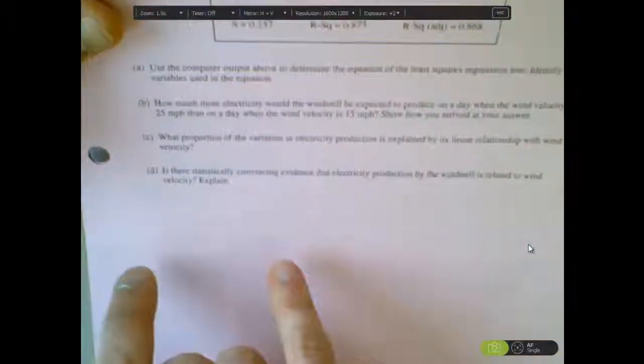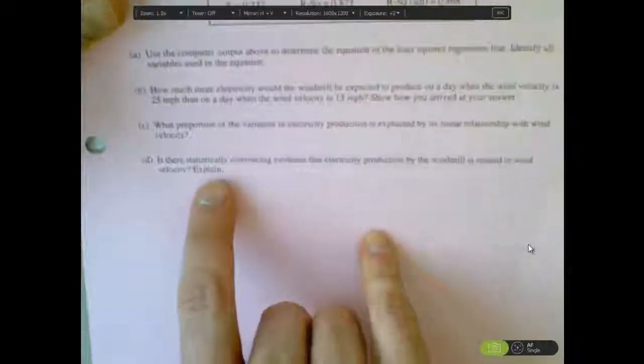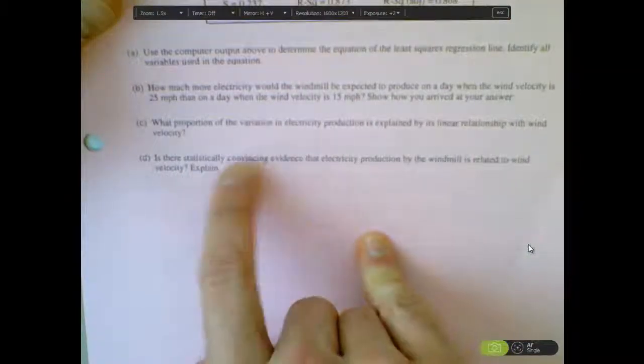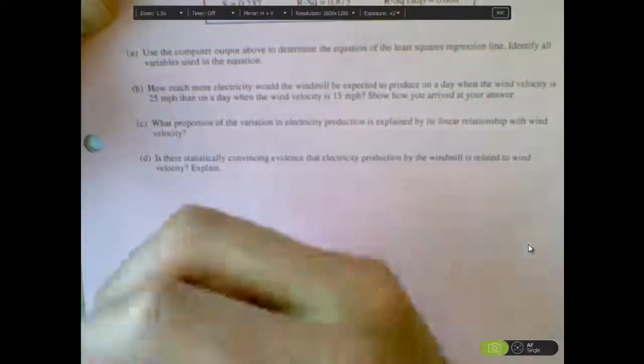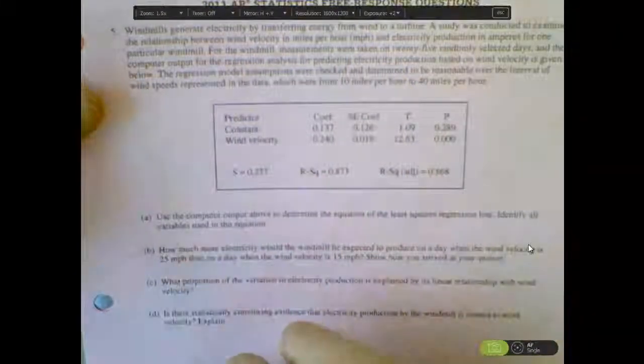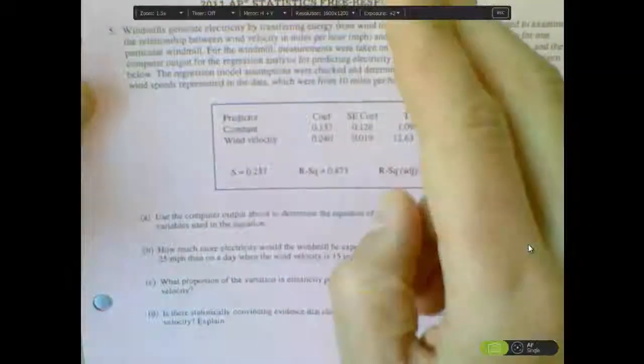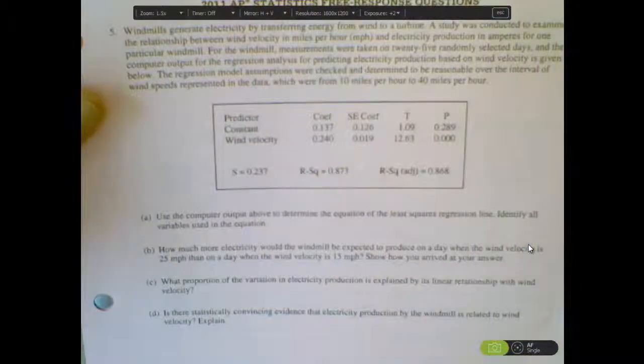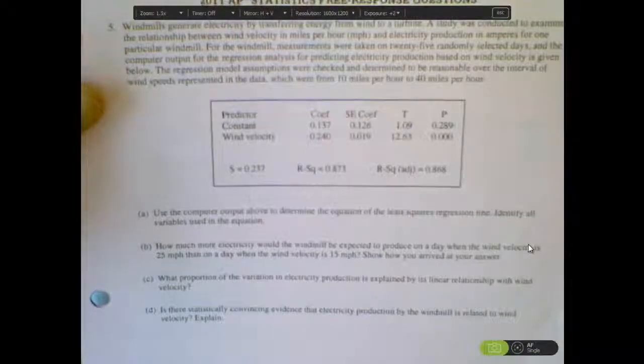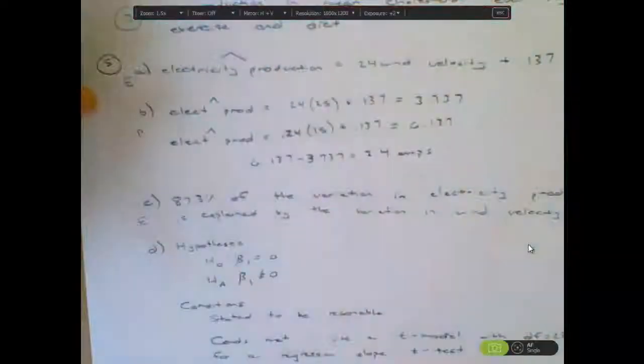Okay, for D, is there statistically convincing evidence? That tells me there's a test here. I have quantitative data because I have units: miles per hour, amps, and I have two variables. Immediately, once I have two variables, this is going to be a regression slope t-test. So this is chapter 27 stuff, so some inference coming at you.